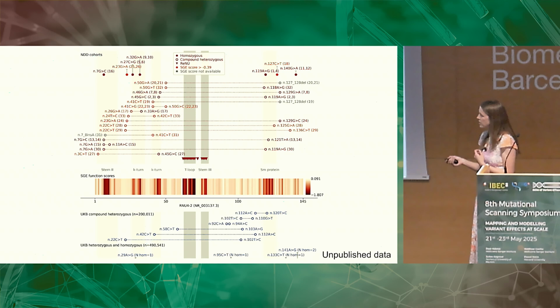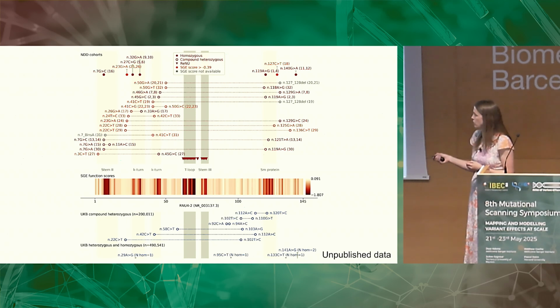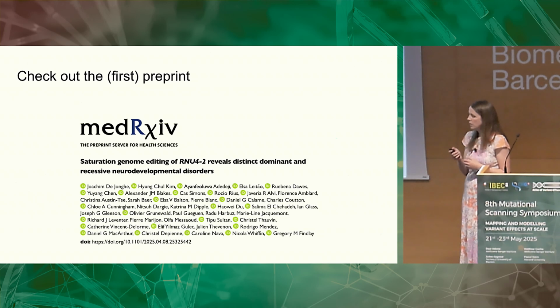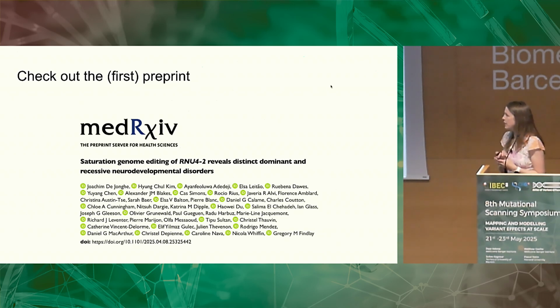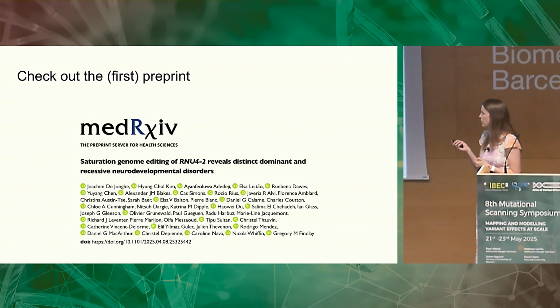That's in contrast to the variants that we find in UK Biobank. Here we have phased data from 200,000 individuals in the UK Biobank, and you see the vast majority of their variants are found in this middle bit here, which is one of the 3' stem loops, which has incredibly low SGE scores. This is a preprint based on the beautiful experimental data from Greg and Joe, so please do go and check it out. There's another one coming focused more on the phenotypic description of this new recessive NDD.